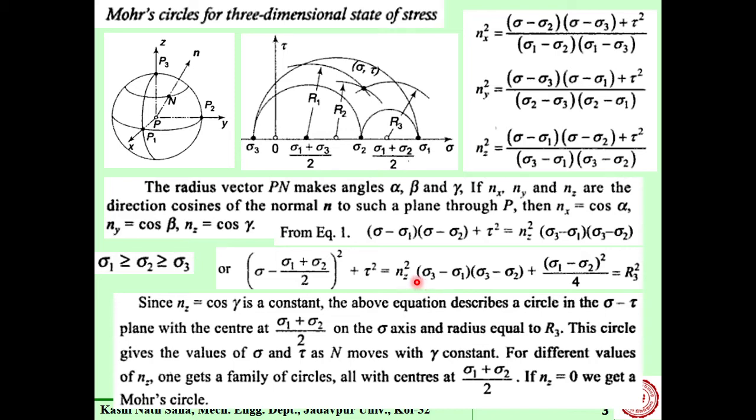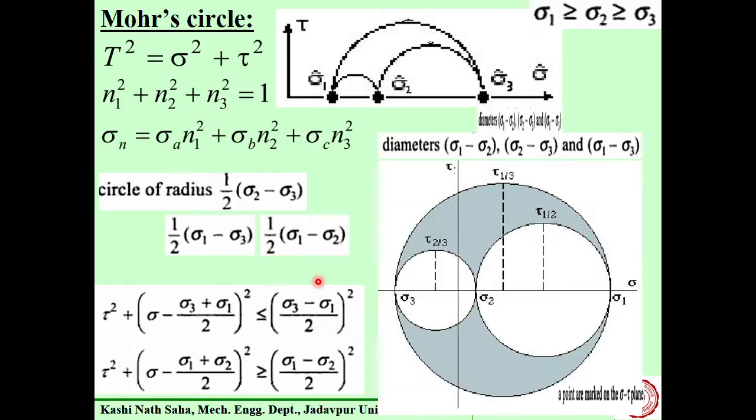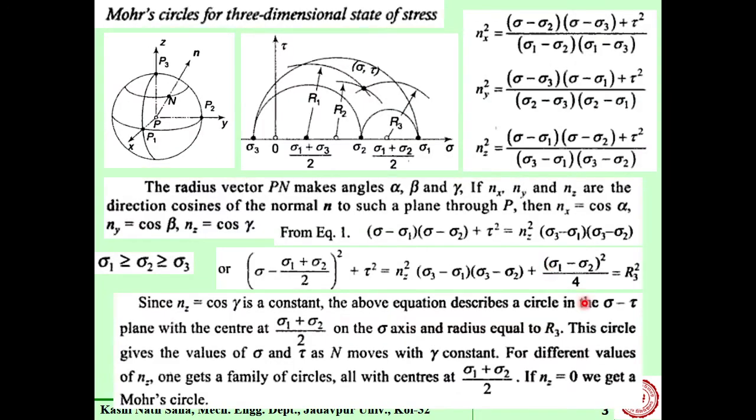So, if it is 0, what is the value of this radius? Sigma 1 minus sigma 2 by 2. No, there is a square. So this is the thing. That means we are getting this. What is the center point? Sigma 1 plus sigma 2 by 2. This is the center point. This is the radius value, sigma 1 minus sigma 2 by 2. That is the radius we are getting. Okay, this is becoming 0.